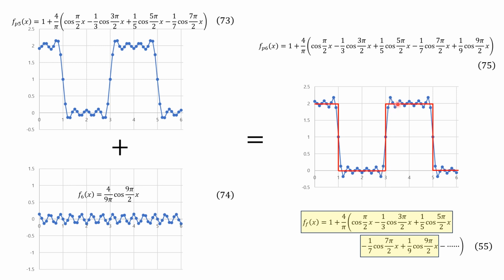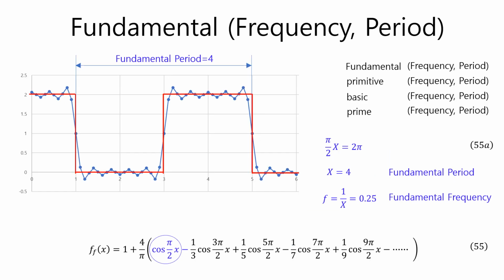As shown in the figure, compared to the sum fp5 up to the fifth term of the Fourier series, the result is much closer to a square wave. This means that the overall error value of the Fourier series continues to decrease as the terms of the Fourier series increase. Let's learn about the fundamental period and fundamental frequency.